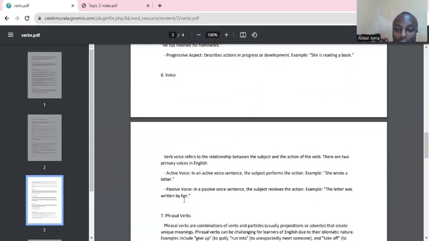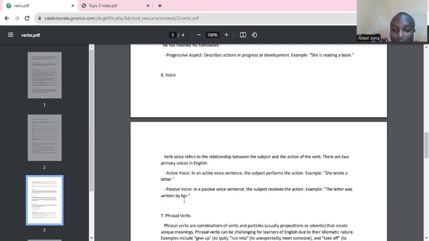Verb voice refers to the relationship between the subject and the action of the verb. There are two primary voices in English: active voice and passive voice. In active voice sentences, the subject performs the action. Example: she wrote a letter. The subject, she, did an action, and the action here is the writing of a letter. Therefore, this sentence is in active voice.